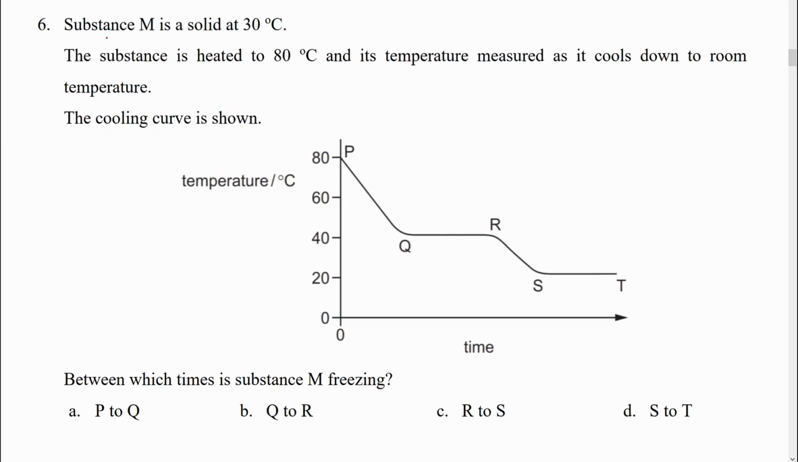Now question 6. Substance M is a solid at 30 degrees Celsius. The substance is heated to 80 degrees Celsius and its temperature is measured as it cools down to room temperature. The cooling curve is shown, and the question asks between which times the substance M is freezing. It says it's a solid at 30 degrees Celsius, so here is 30. So it's going to be at this place, which is already in a solid state. So where is the freezing point? The freezing point is going to be in here.